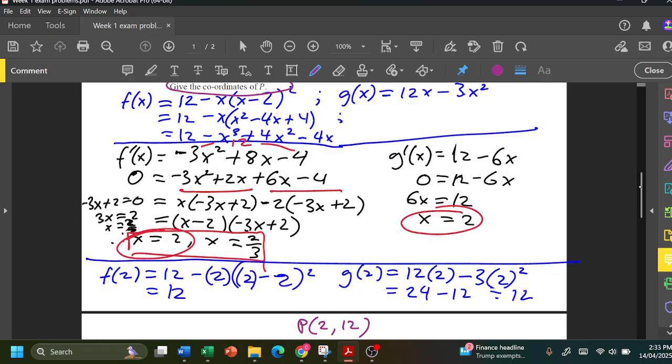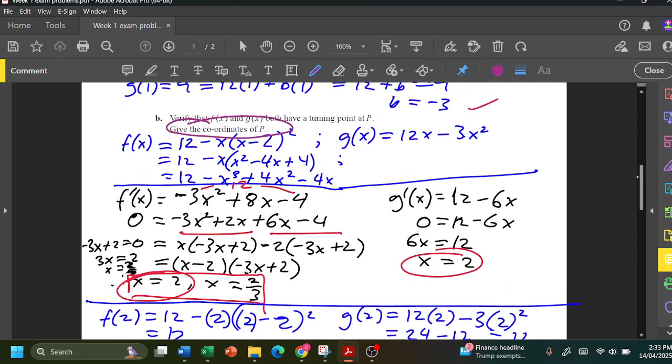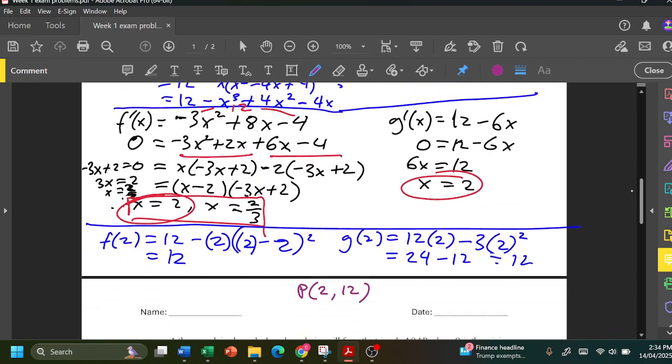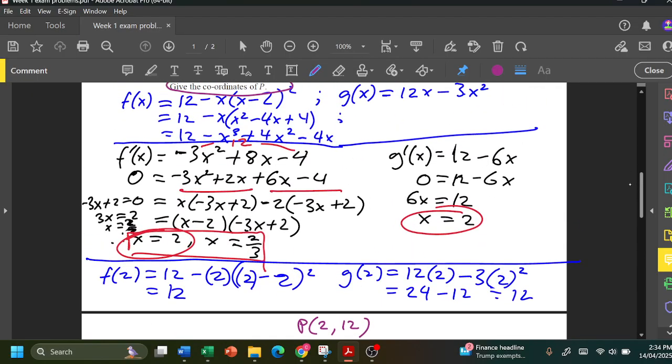So x is 2, y is 12 for both of the functions, and as we can see, that is indeed a turning point because we found that the derivative is equal to 0 there. So there's quite a bit to that question, but yeah, that's the kind of stuff that you need to include. This is kind of like the minimum amount of information, I guess.